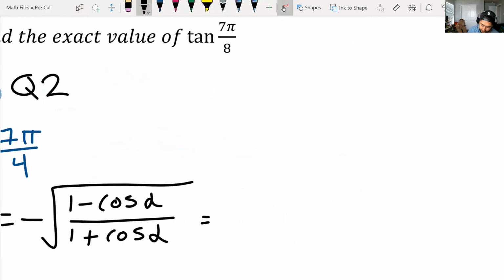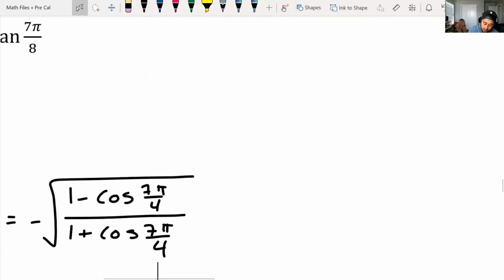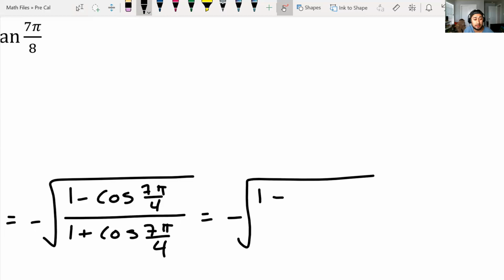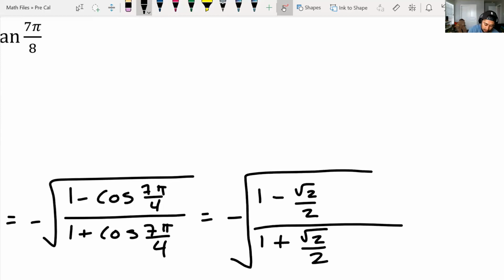And here we go. Put in the work. Negative square root of 1 minus cosine of 7 pi over 4 over 1 plus cosine of 7 pi over 4, which then becomes the negative square root of 1 minus, and what is the cosine of 7 pi over 4? That should be positive square root 2 over 2, over 1 plus square root 2 over 2. Okay, cool.